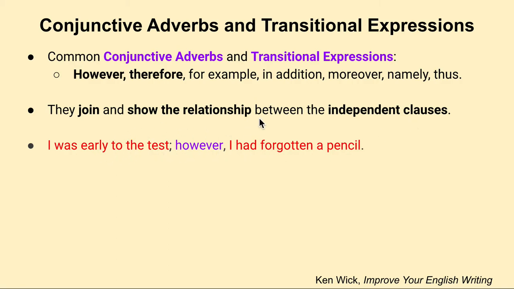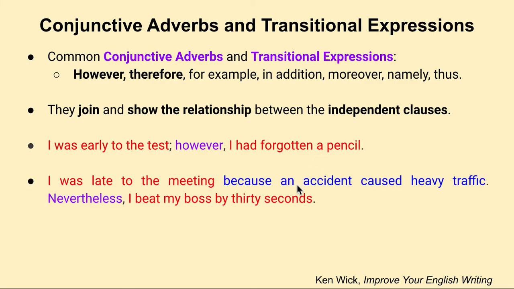So the red, these are both independent clauses. I was early to the test, however, which is a conjunctive adverb. I had forgotten a pencil. And here I have put in red the independent clause, blue a dependent clause, and then in purple here the conjunctive adverb. So I was late to the meeting because an accident caused heavy traffic. Nonetheless, I beat my boss by 30 seconds. So here is the conjunctive adverb.